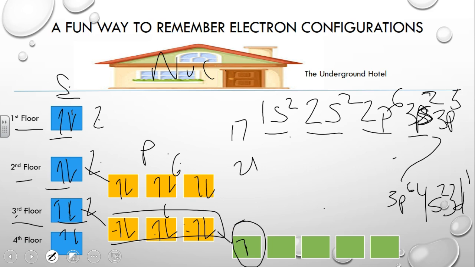So that shows us, using this underground hotel, how we are going to fill electrons. So I hope this helps. I hope that clears it up, or at least makes it a little more understandable. And we'll spend some time in class dealing with electron configurations as well. There's some really neat connections that we can make to the periodic table. So have a great day.